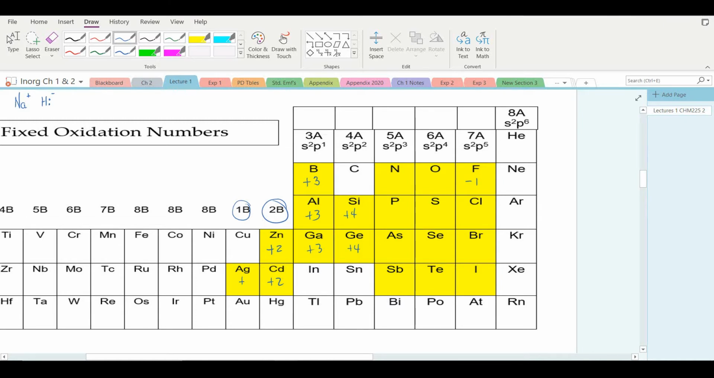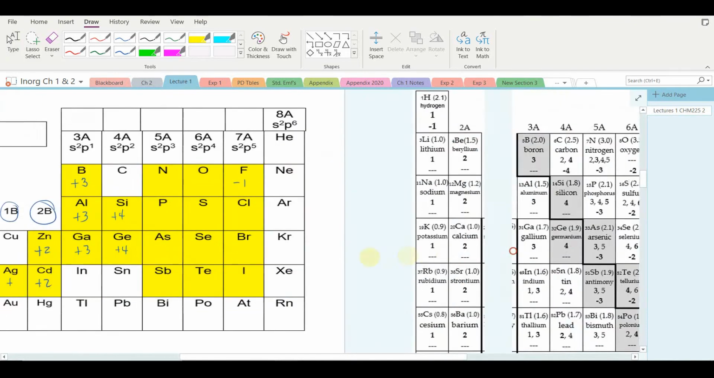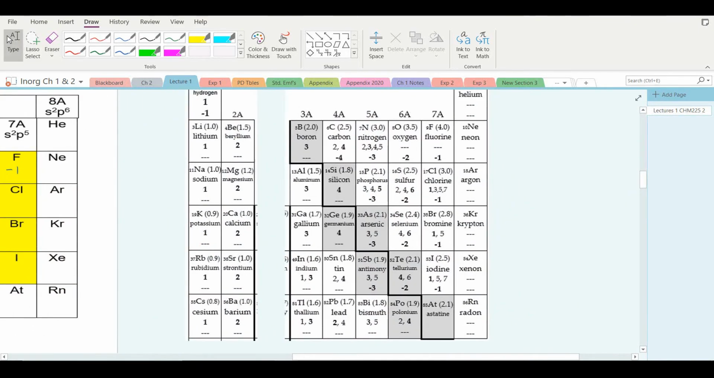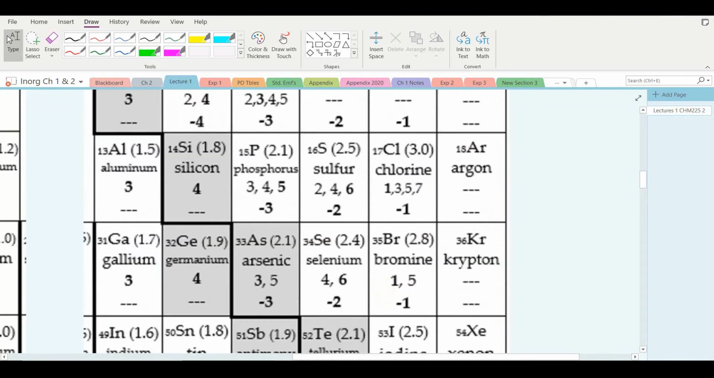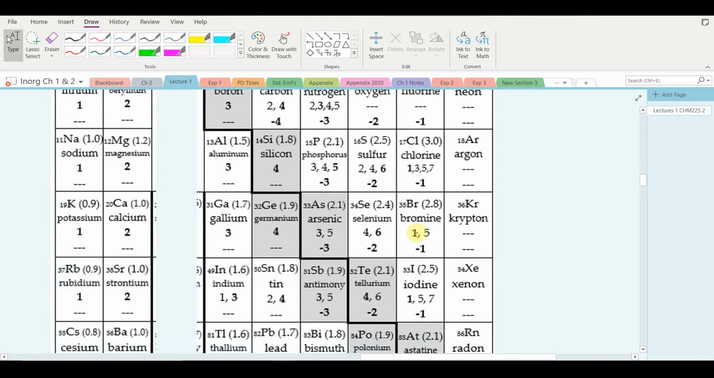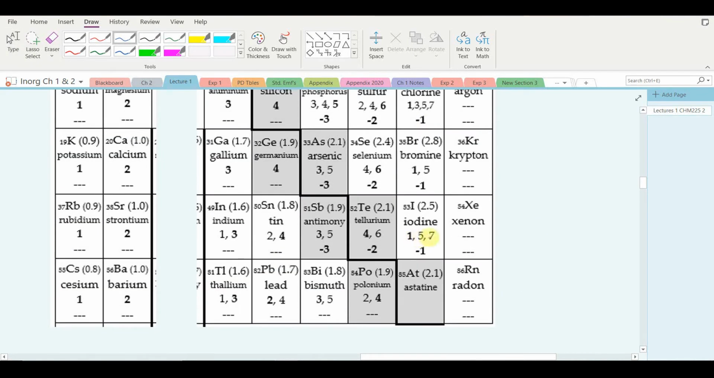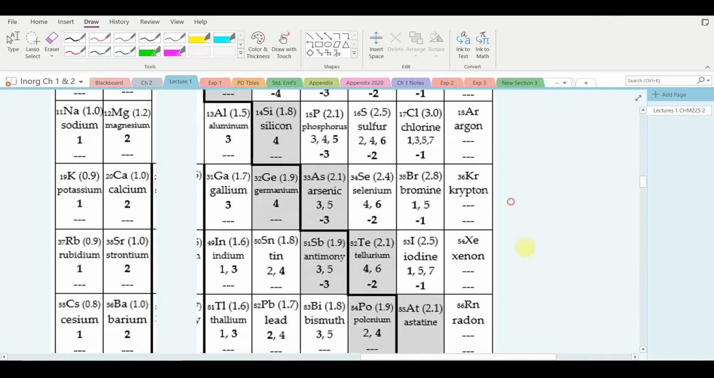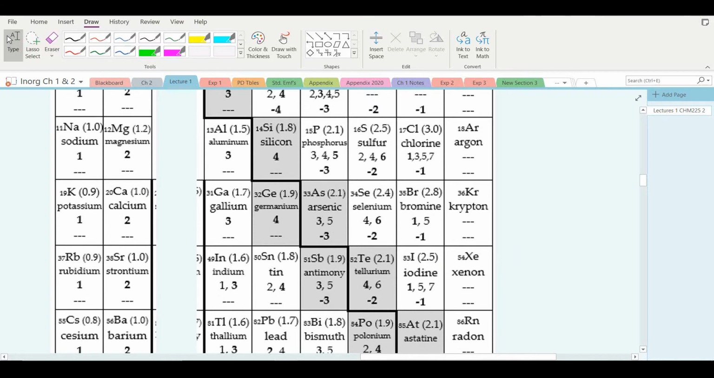Let's look down the halogens. What about those? Chlorine, bromine, iodine. Take a look at a periodic table here. Notice the values for chlorine: +1, +3, +5, +7, and -1. Bromine, +1, +5, and -1. Iodine, +1, +5, +7, -1. So obviously, when chlorine or bromine or iodine are the less electronegative element, they could have multiple different oxidation states.